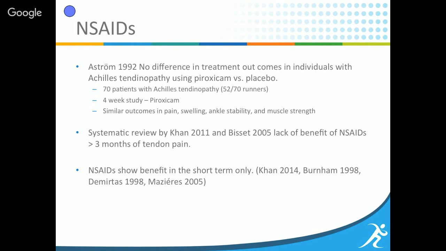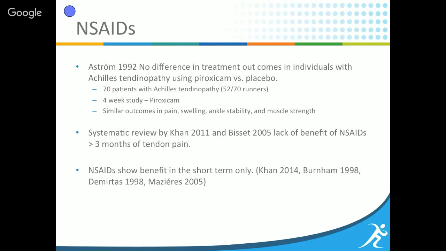If you look at the studies here, one study, an old study back in 1992, looked at 70 patients with Achilles tendinopathy. They used the NSAID piroxicam, and basically didn't show any difference between piroxicam and placebo in terms of outcomes of pain, swelling, stability, and muscle strength. Another systematic review by Condon 2011, Bissett 2005 showed lack of benefit of NSAIDs past 3 months of tendon pain.